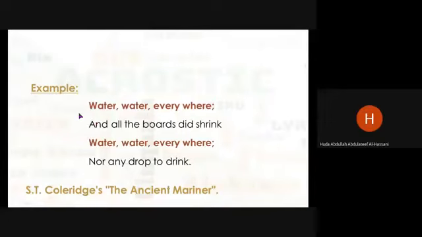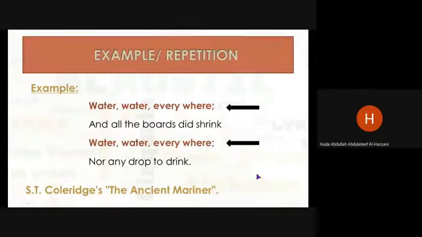We have a repetition of water, water everywhere. So here we have a repetition of the line, water, water everywhere. So The Ancient Mariner is built according to the structural poetic device, repetition. And this is an example for repetition.